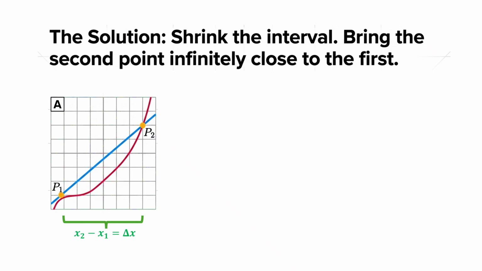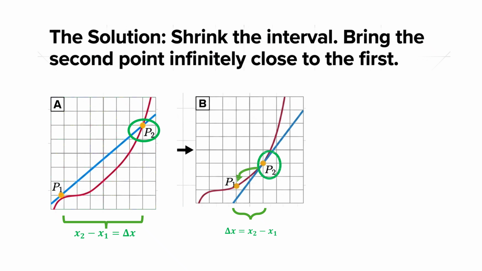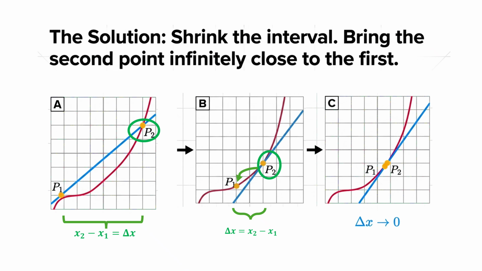Instead of using only 1 point, mathematicians kept a second point, but moved it closer and closer to the first, not equal, just incredibly close. As the second point moves closer, the time interval delta x becomes smaller and smaller. The interval becomes an instant. The average rate of change begins to reveal something remarkable. It starts approaching the exact rate at that instant.